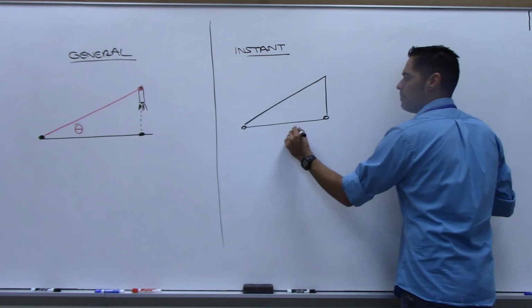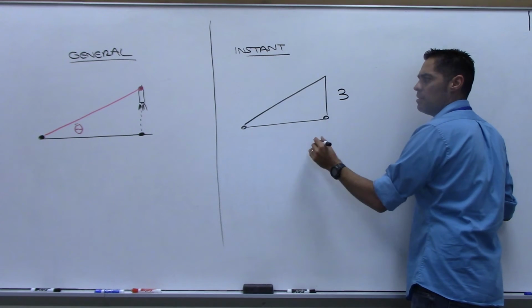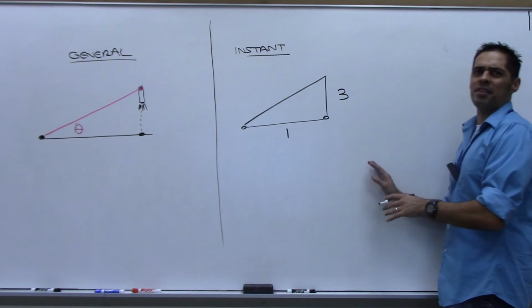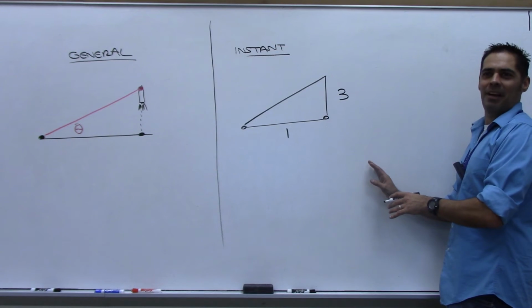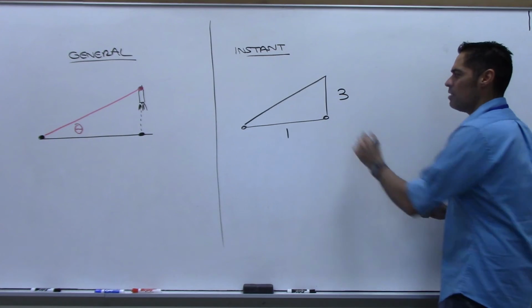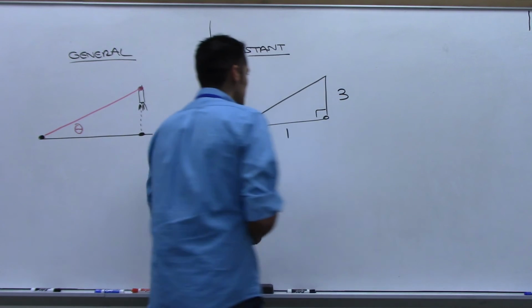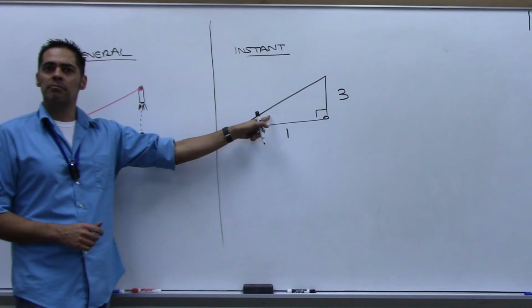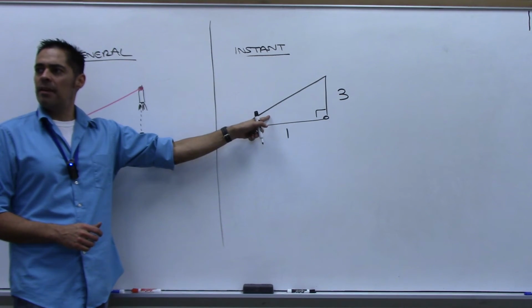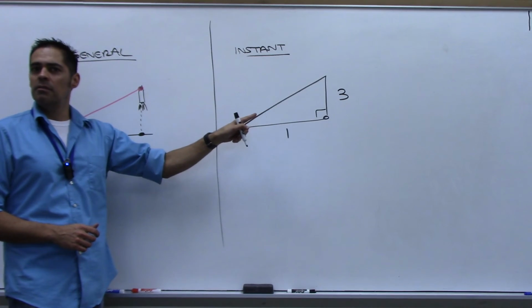I got what? 3 miles high and 1 mile high. So it's not drawn to scale. Sorry. That's okay. It's still a right triangle. Those two sides are fixed. How about this angle in here? Is it fixed right now in this picture? Yes, we don't know it.